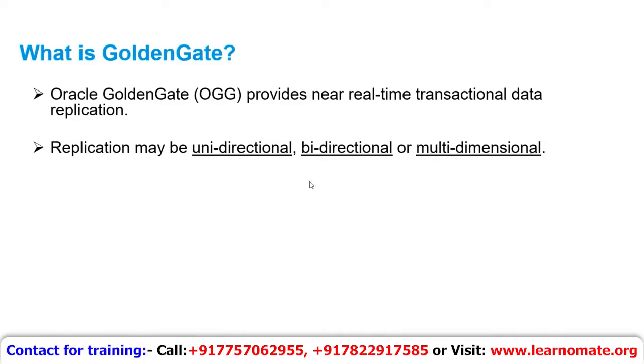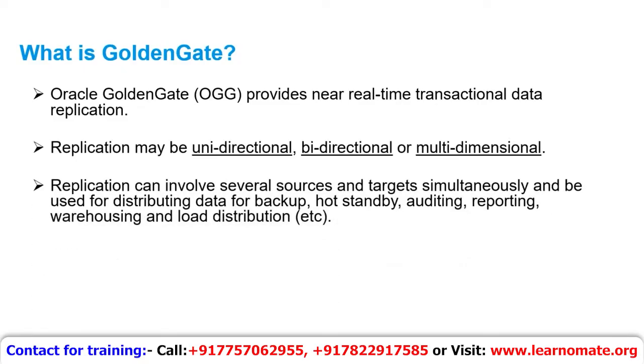With GoldenGate, replication may be unidirectional, bidirectional, or multidimensional. Unidirectional means one-to-one replication, bidirectional means both sides can be active, and multidimensional means multiple sides are involved in the replication. You can also choose multiple topologies in Oracle GoldenGate, like broadcasting, consolidation, cascading, whatever you want to choose.